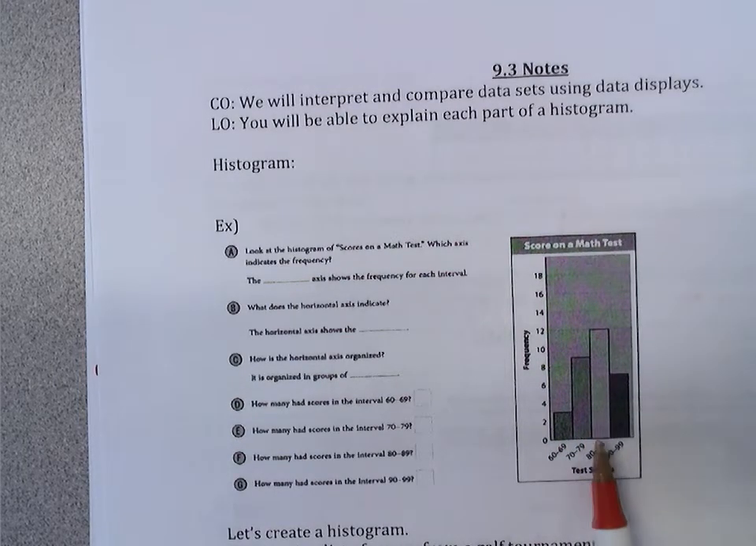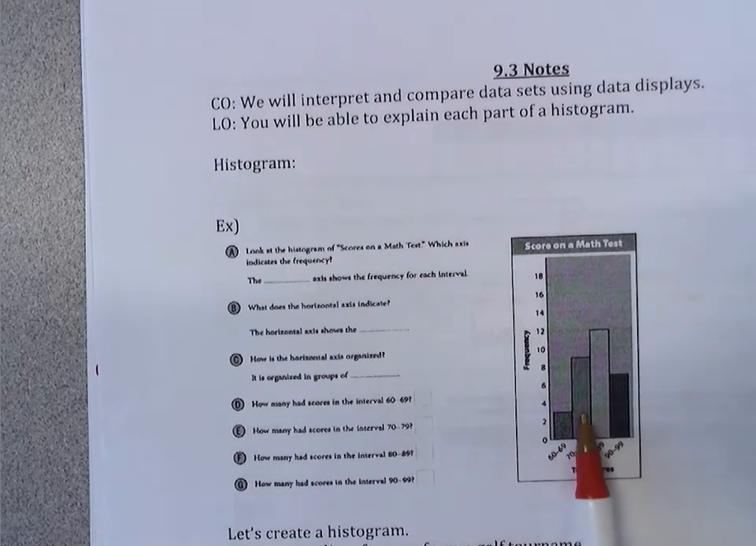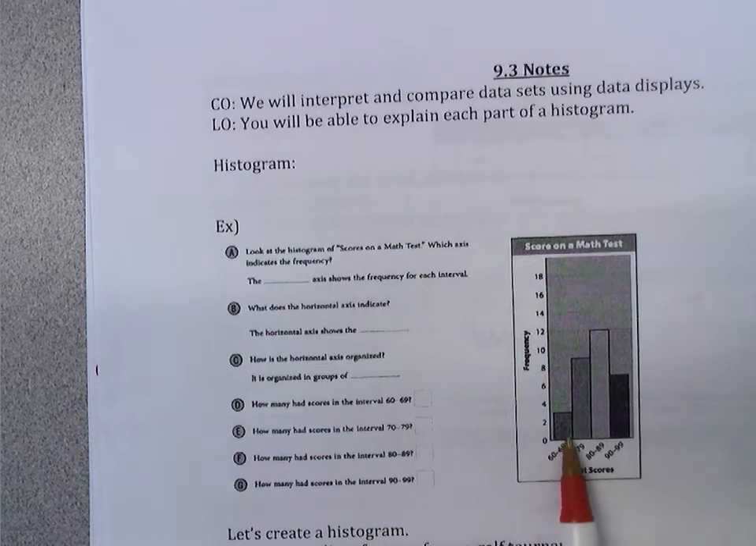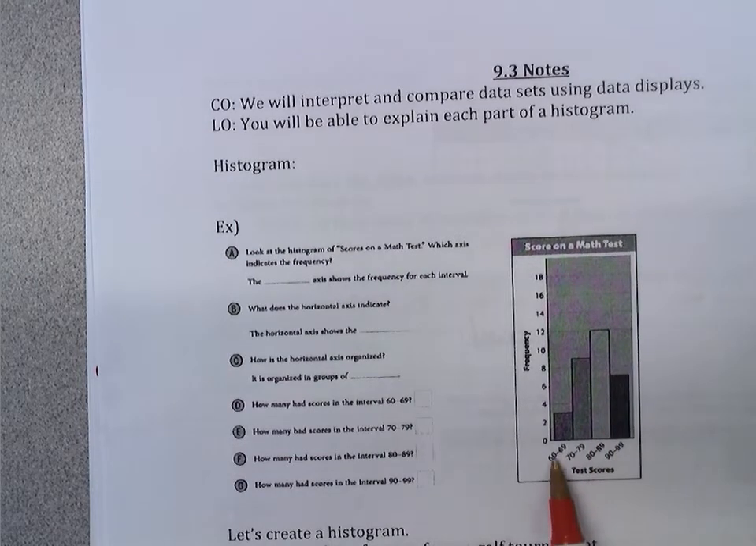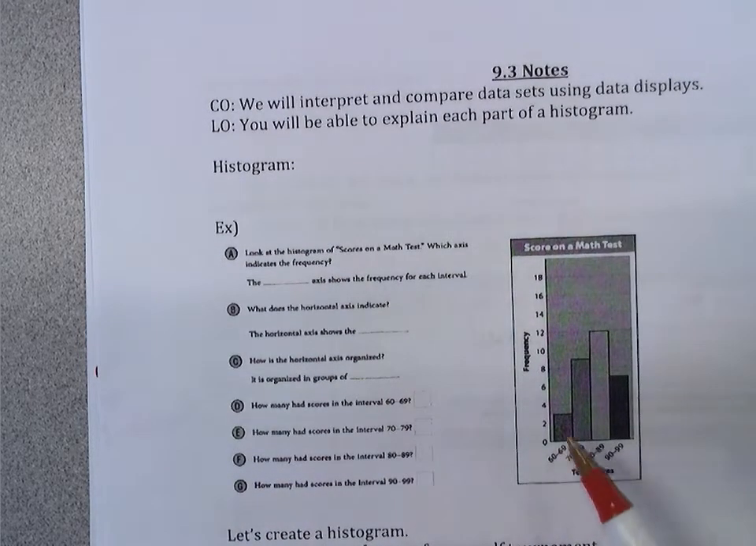A bar graph also typically only shows us a bar for a category, like maybe colors: blue, red, green. In a histogram, we're showing categories, but the categories are numeric in nature. In fact, they show some sort of a range. Notice here, this category is test scores between 60 to 69% or 70 to 79. So these are categories of quantity. That's what a histogram shows us.